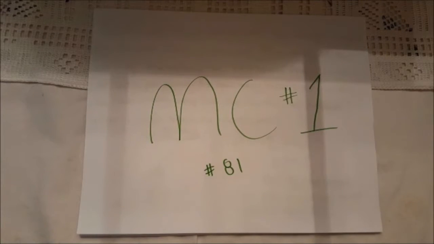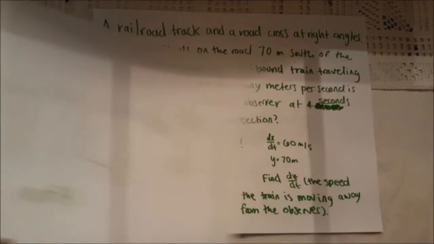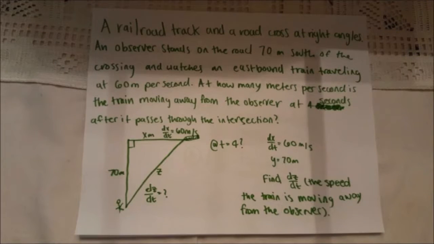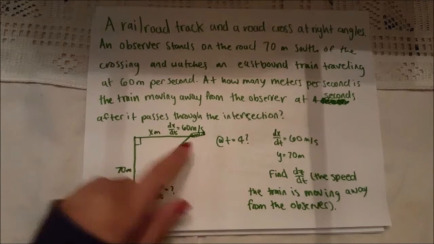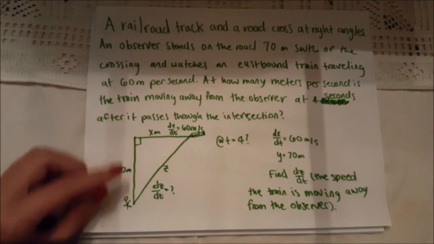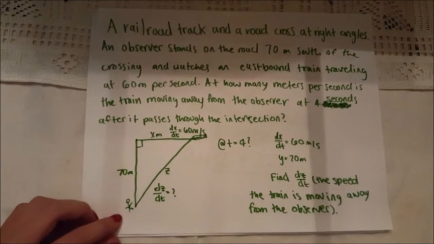On multiple choice 1, problem 81, the problem is a railroad track and a road cross at right angles. An observer stands on the road 70 meters south of the crossing and watches an eastbound train traveling at 60 meters per second. At how many meters per second is the train moving away from the observer at 4 seconds after it passes through the intersection? So for our train, it's going along here. This is where they cross on the road, and the observer is going to be 70 meters away.